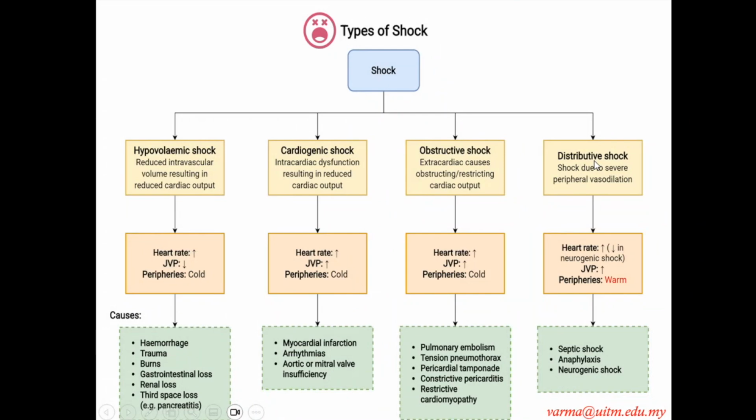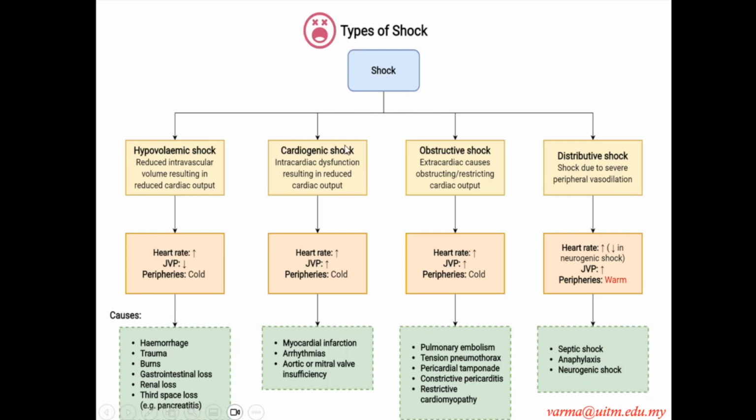Because many times when I ask my candidates in viva, can you classify shock? They will tell about hypovolemic shock, septic shock. No, that is not the classification. The classification is hypovolemic, cardiogenic, obstructive, and distributive. Examples of distributive shock are septic, anaphylaxis, neurogenic.